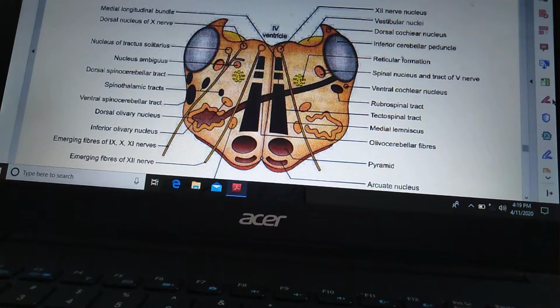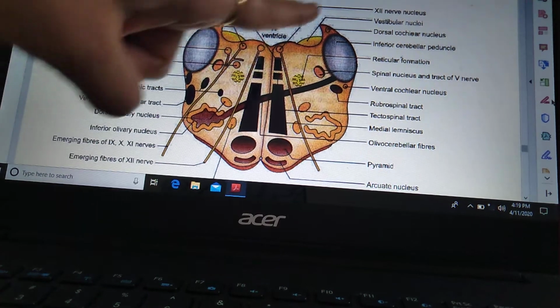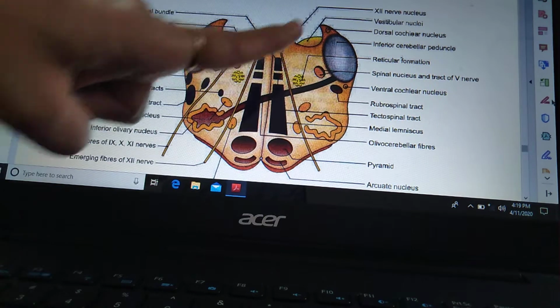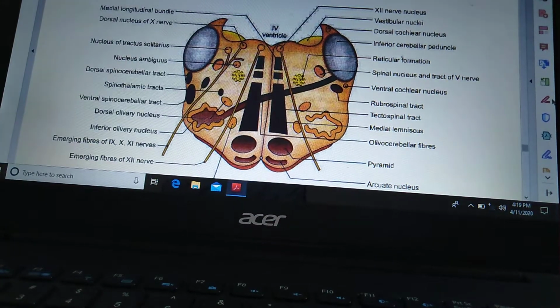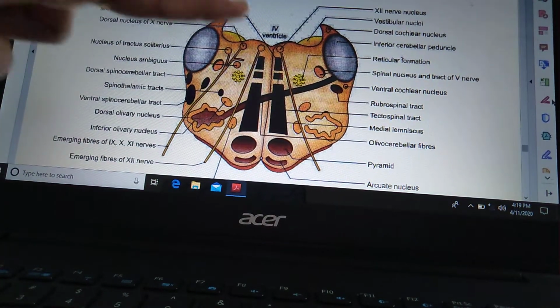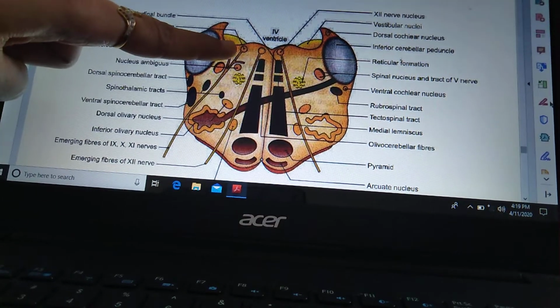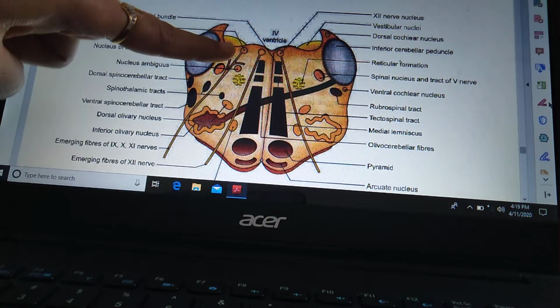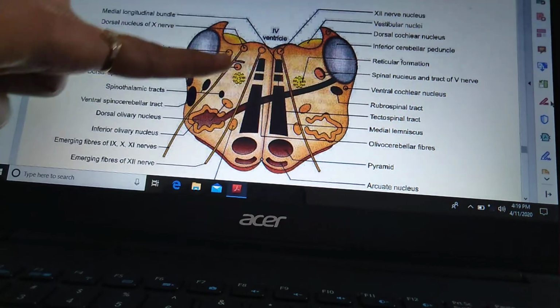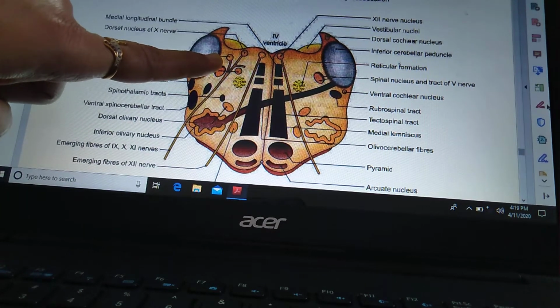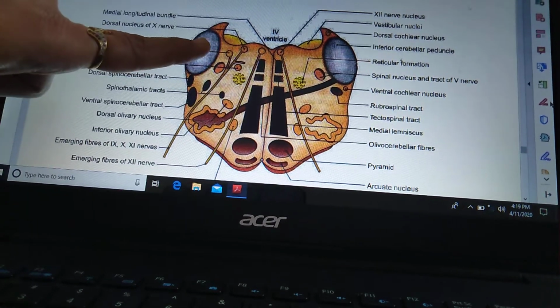Here in grey matter you will observe the nuclei of the several cranial nerves are seen in the floor of the fourth ventricle, right? Here you can see this is the floor of the fourth ventricle that is shown, and below that you can see the multiple nuclei are seen, right? First, the hypoglossal nucleus is seen in the paramedian position, right? The dorsal nucleus of the vagus lies next, that is lateral to the 12th cranial nerve nucleus. Then comes the nucleus of the tractus solitarius, ventrolateral to the dorsal nucleus of the vagus.